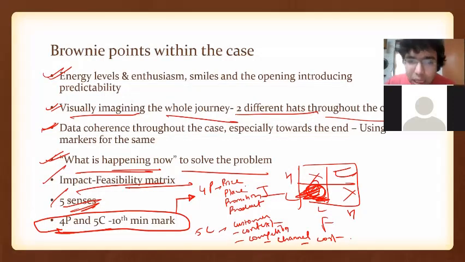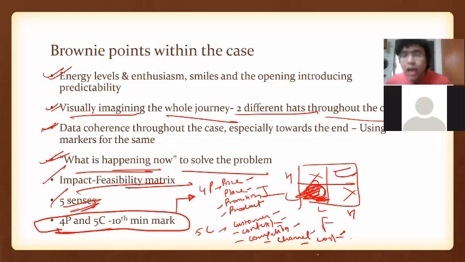Price of the product, place where the product is being sold, what is the promotion strategy, how are you selling it essentially, and a little bit of detail about the product itself. 5 C's: who is the customer, what is the overall context with which I am dealing, competition, distribution channel, essentially how I am selling it, and cost.